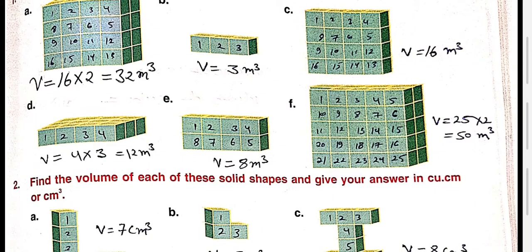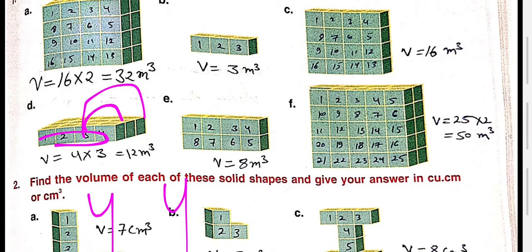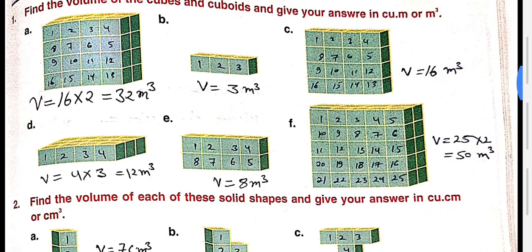Here also just find how many you have in front. 1, 2, 3, 4. And how many rows are there? 1, 2, 3. So you have to multiply by 3. It means 4 are in the front, 4 in the middle, and 4 at the back side. How many become? 12. So you multiply 4 by 3 rows. So your answer is 12 meter cube. Here there are only 8, and no row is there. So you have to write volume is equal to 8 meter cube.